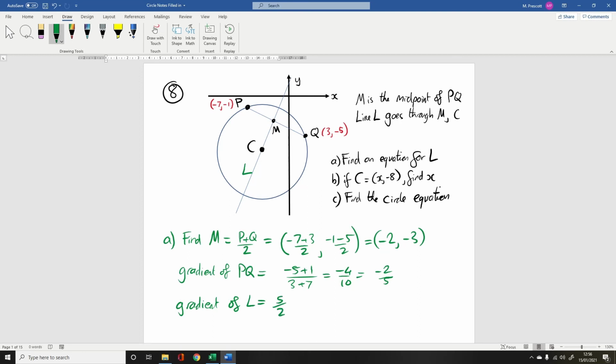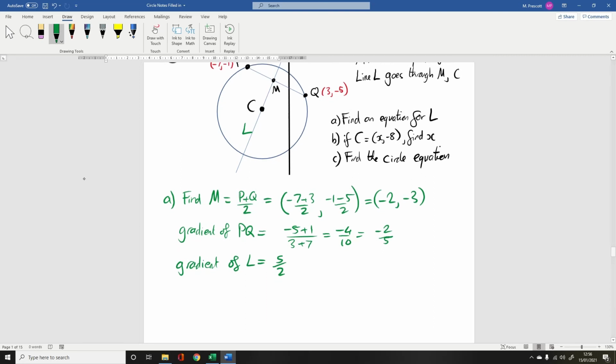So if I now want to find the equation of L, putting all that information together, I would use the coordinate M, and I'd use the gradient 5 over 2. So we could say y plus 3 is 5 over 2 brackets x plus 2. It doesn't say that we need to do anything fancy with it, so I might just leave it like that. Maybe work it into y equals 5 over 2x, that would be 5 minus 3, so 5 over 2x plus 2. Okay, so what do we actually want to do with that?